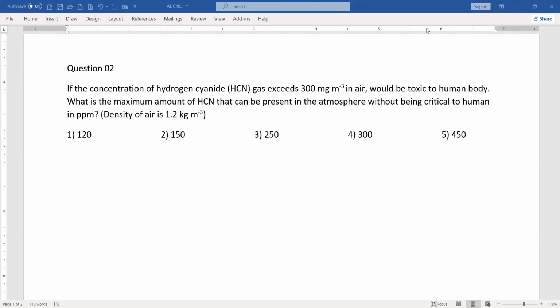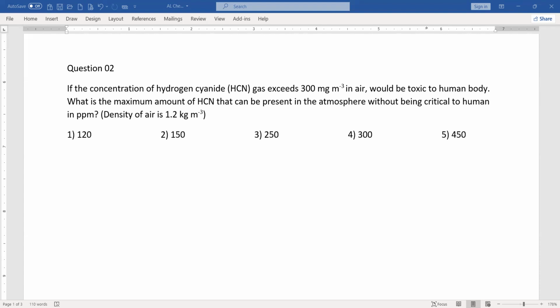Another simple question related to the ppm calculation. This question asks us to calculate the maximum possible HCN content in air without being harmful to humans. So it says that the maximum possible mass of HCN in 1 cubic meter is 300 milligrams. And the density is given.